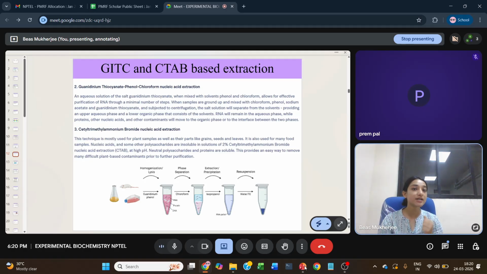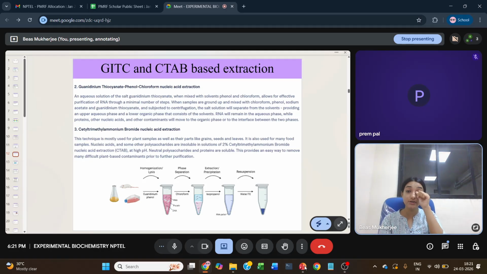When the samples are ground up and mixed with chloroform, phenol, sodium acetate and guanidine thiocyanate and then subjected to centrifugation, the salt solution will separate from the solvents, providing an upper aqueous phase and a lower organic phase. RNA will remain in the aqueous solution while the proteins, DNA and other contaminants will go into the organic phase or the interface between the two phases.